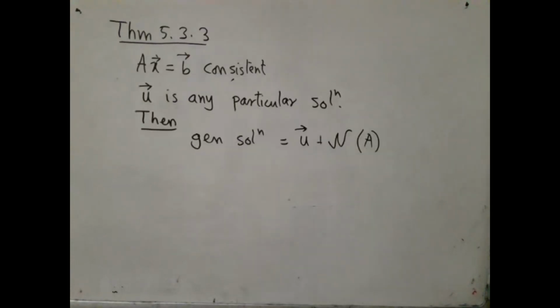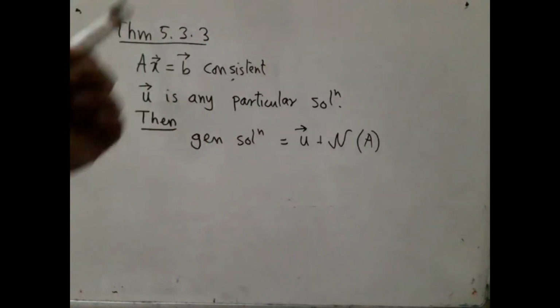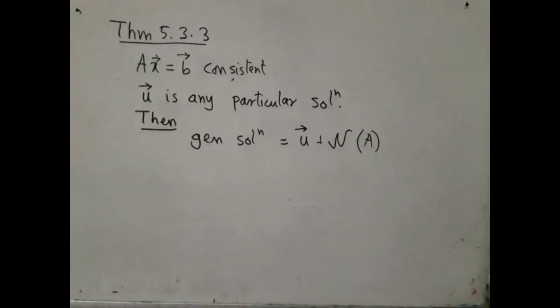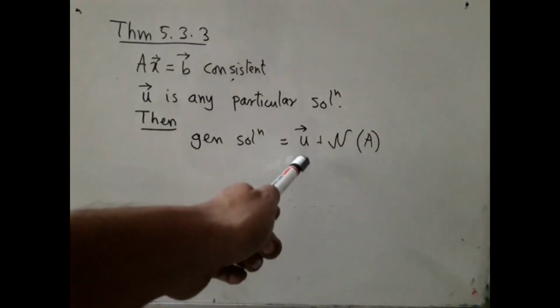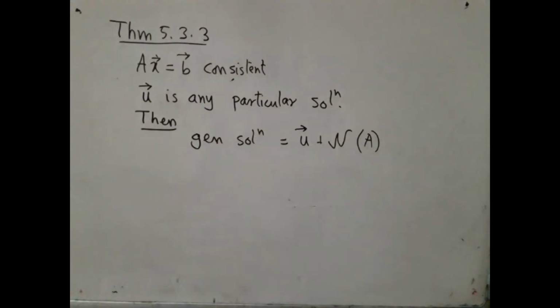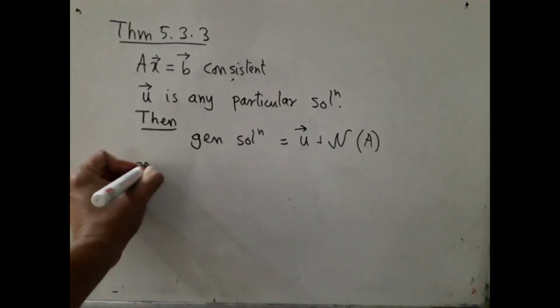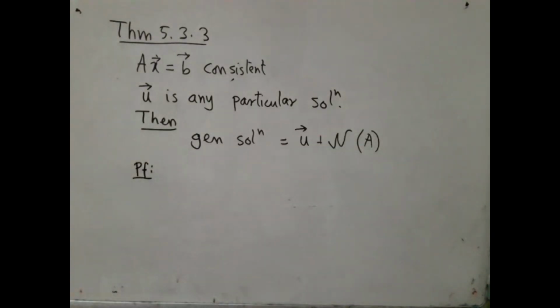The next theorem is a very important theorem. Theorem 5.3.3 says if you have a consistent system, so it has at least one solution, pick any one solution, any particular solution U, then the general solution will be given as U plus null space of A. Very important result. Now the proof is super trivial.